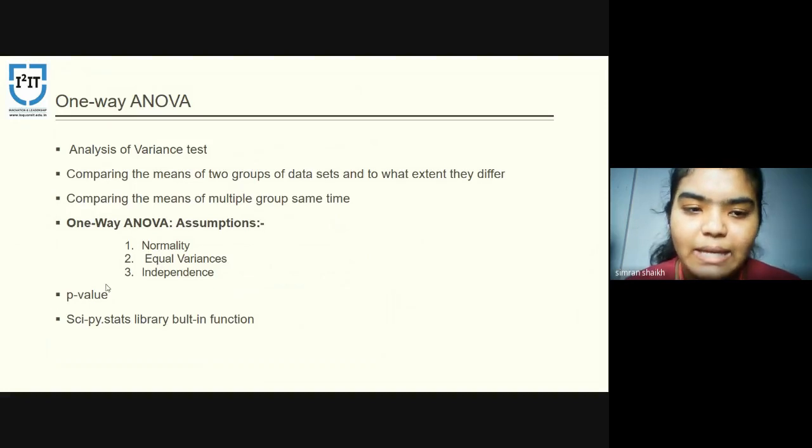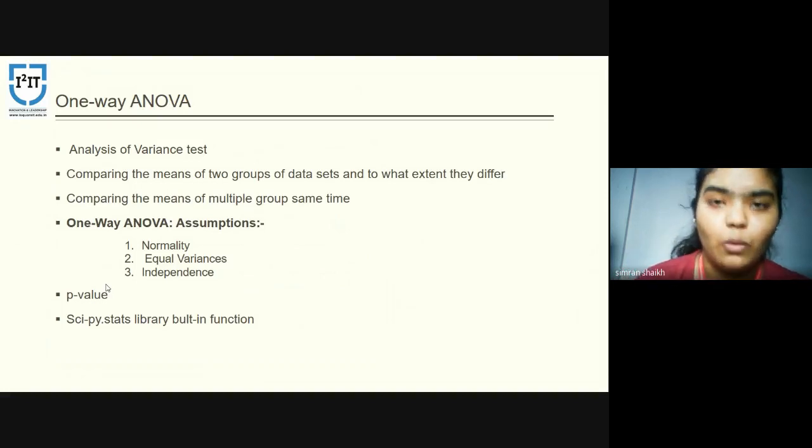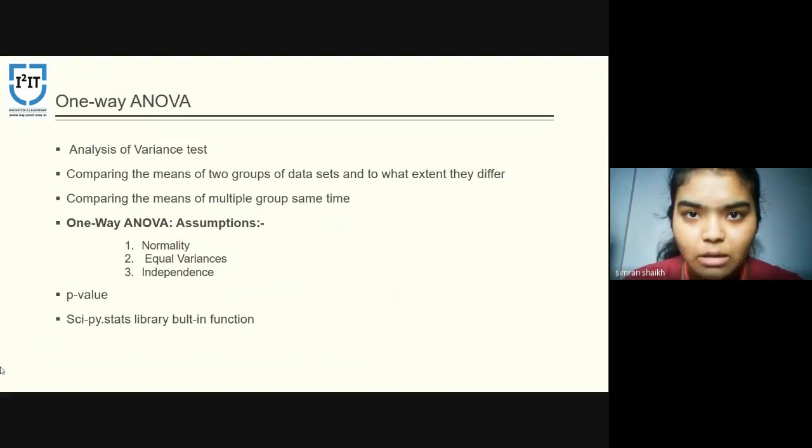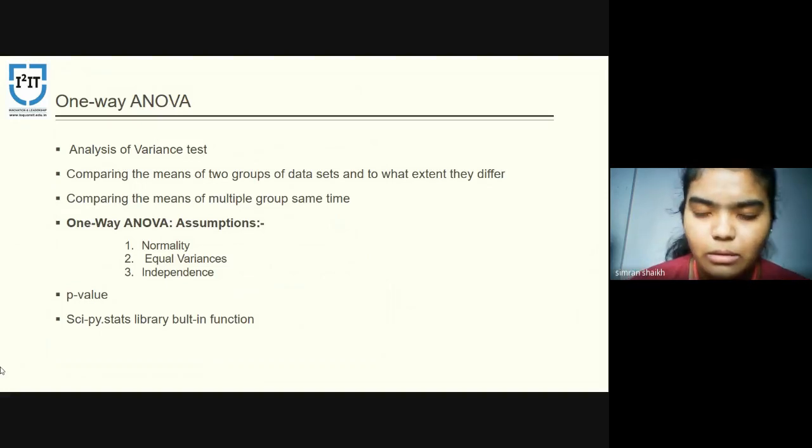Now scipy.stats library. As I told you, if I go manually for ANOVA, it will be really very complicated. So for that, SciPy and Python libraries already have a built-in function. The library of scipy.stats has this f_oneway function, or one-way ANOVA function.